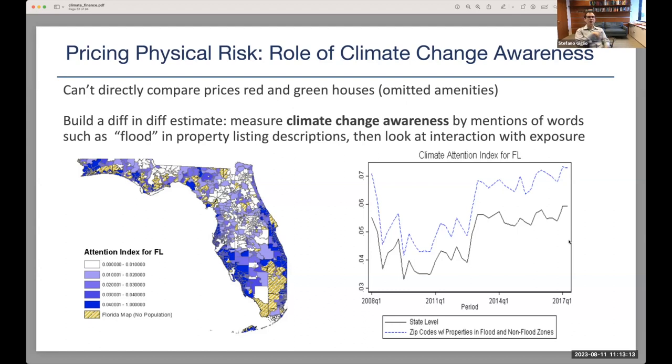Okay? And so then we do a diff in diff. We don't ask whether the exposed houses are cheaper than a non-exposed house, because we know they're more expensive. We're going to ask, when people become more worried about climate risk, does the price of the exposed houses drop more than the price of the non-exposed houses? Okay? So that's our diff in diff.